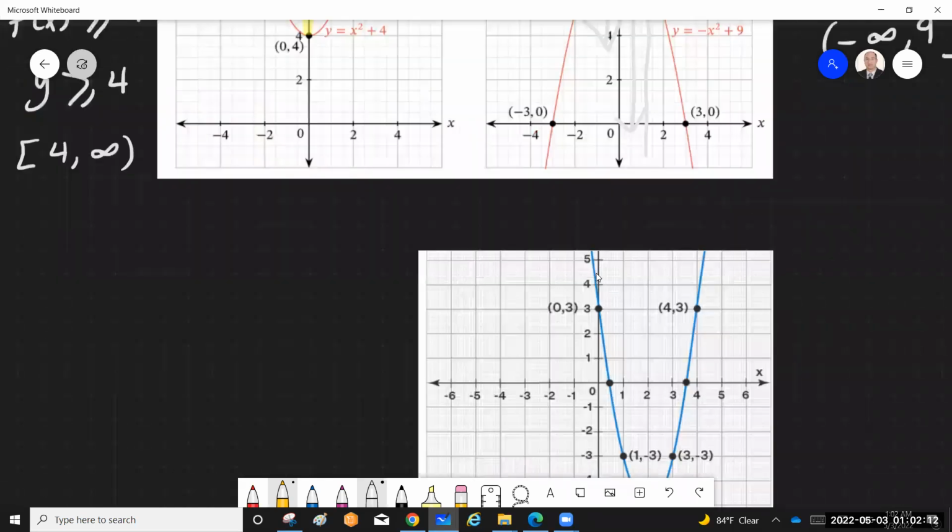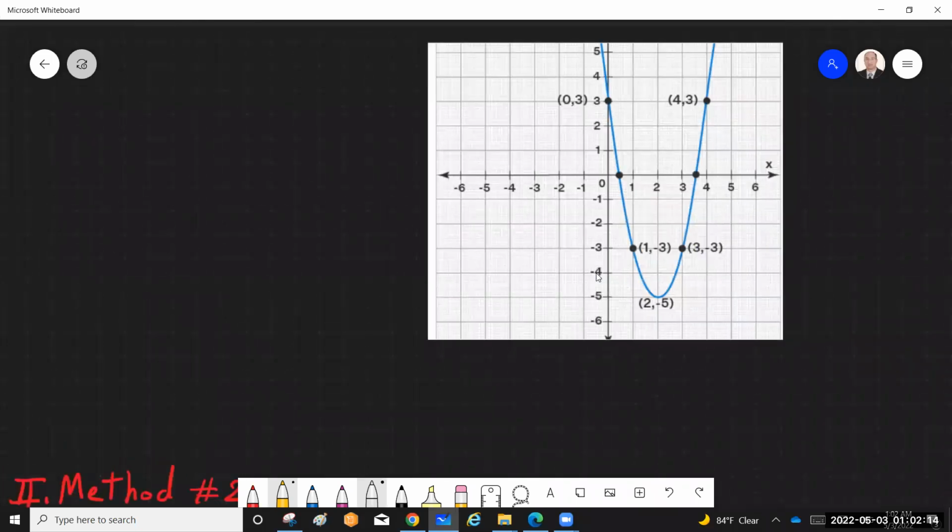Okay? This function, the minimum point exists here at negative 5. So the range of this function is negative 5 and infinity. That's it.